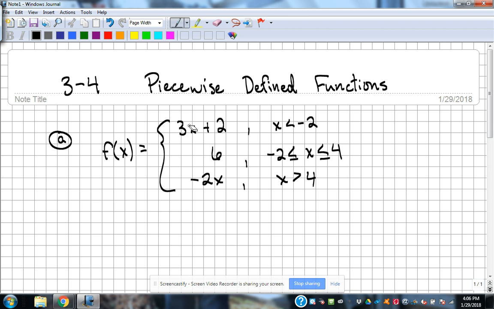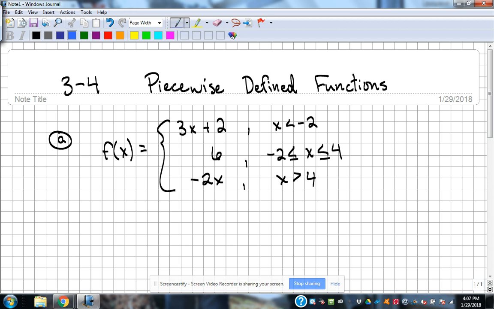domain. So we've got 3x plus 2, but that only works when x is less than or equal to -2. That's the domain for that particular function. And then f of x equals 6 when x is between -2 and 4. That's what that's telling us for the domain for that part. And then f of x is -2x when x is greater than 4. So we've got 3 different parts of graphs that are going to end up on the same coordinate plane.